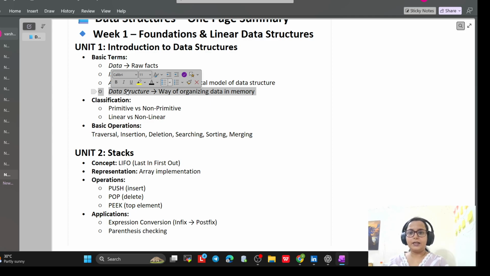Other than that, I will discuss classification. In classification, I will discuss primitive and non-primitive data types, and linear and non-linear data types. And the basic operations will be there, like traversal, insertion, deletion, searching, sorting and merging.